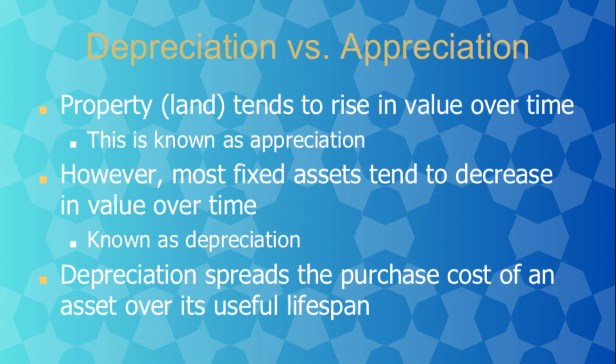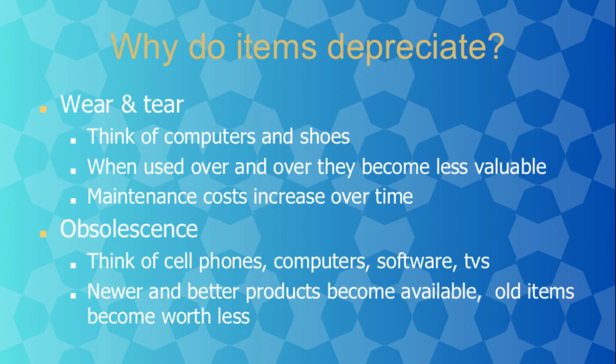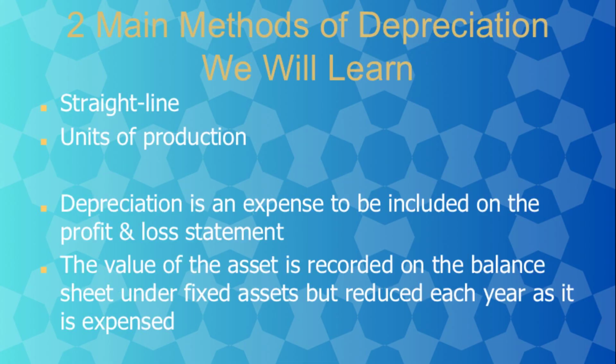While property tends to appreciate over time, most fixed assets depreciate. Depreciation spreads the purchase cost of an asset over its useful lifespan. Items depreciate due to wear and tear, like computers and shoes, and obsolescence, as newer and better products become available, making old items less valuable. We will learn about two main methods of depreciation: straight line and units of production.